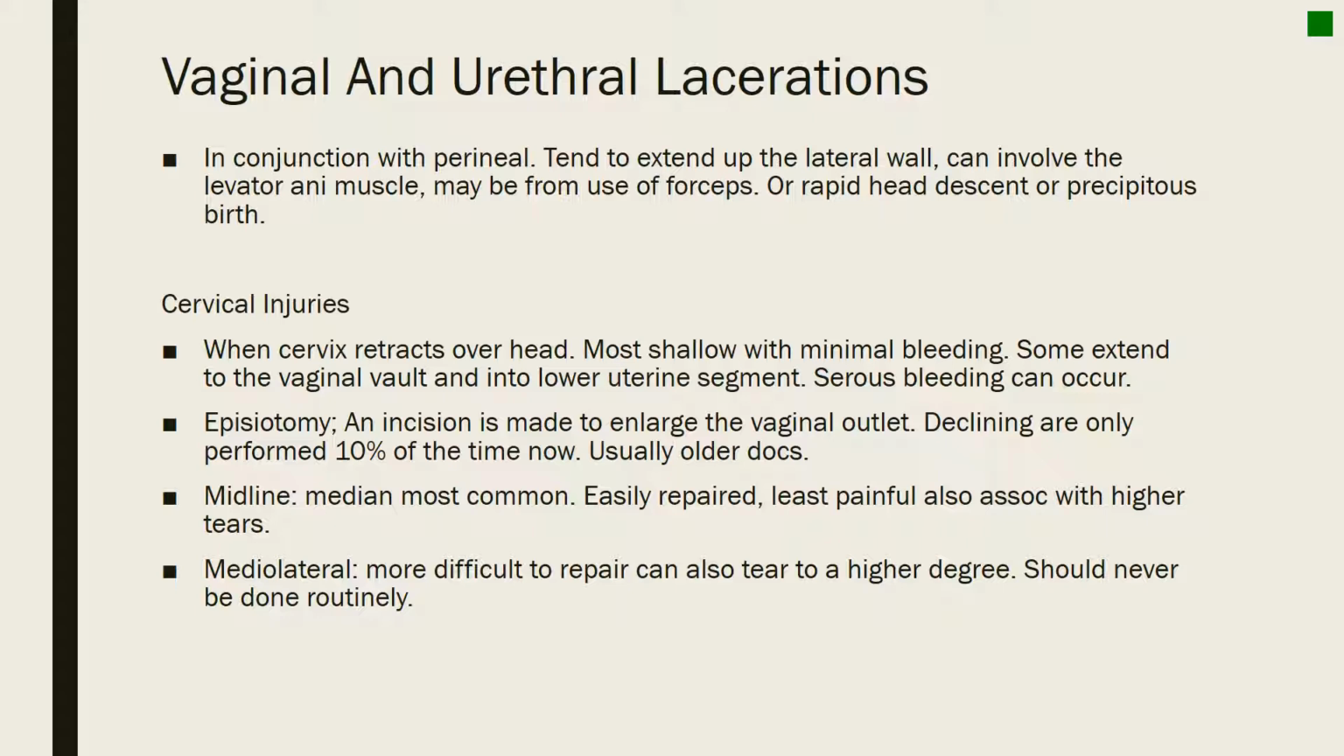Vaginal and urethral lacerations can occur in conjunction with perineal lacerations. They tend to extend up the lateral wall and can involve the levator ani muscle, maybe because we've used forceps or the head descent has been very rapid or it was a precipitous birth. Cervical injuries occur when the cervix retracts over the head. Most very shallow injuries have minimal bleeding. Some extend into the vaginal vault and into the lower uterine segment. Serious bleeding can occur with these.